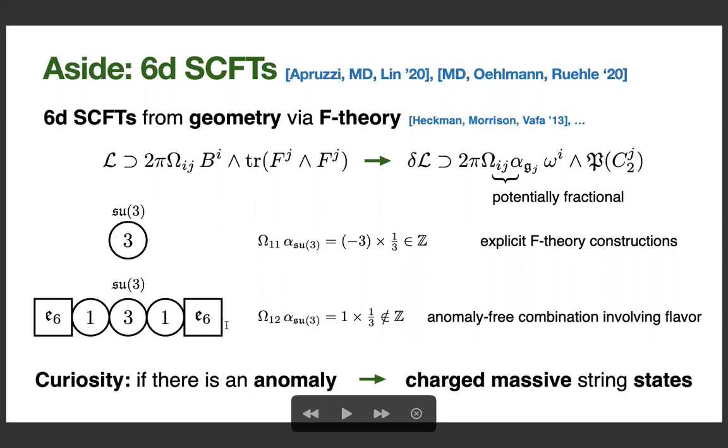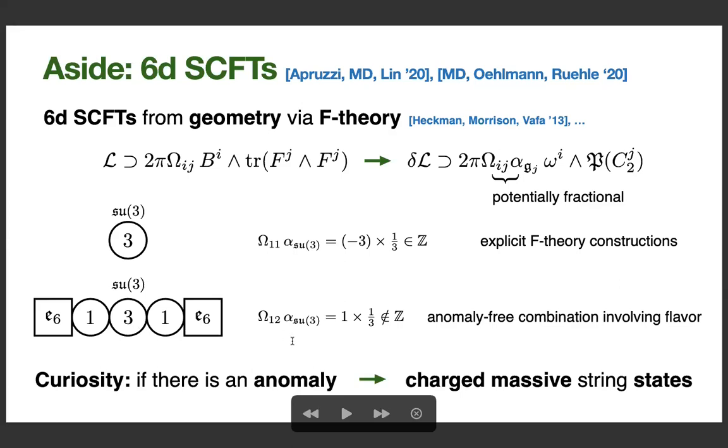So what you will find is that you cannot simply gauge this center one-form symmetry in the interior without doing anything else. So in this situation, you will find a mixed anomaly. However, what you can find is that there is an anomaly-free combination involving also the center symmetries of these E6 flavor factors on the outer ends. And there are again explicit F-theory constructions of these models where we gauge at least part of these center one-form symmetries on the tensor branch of the 6D SCFTs.